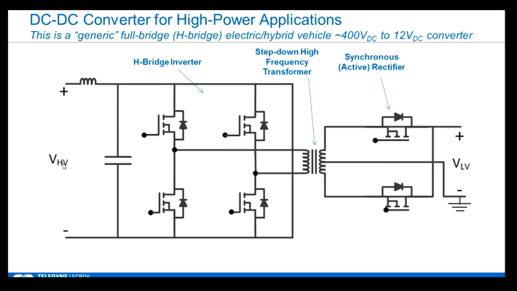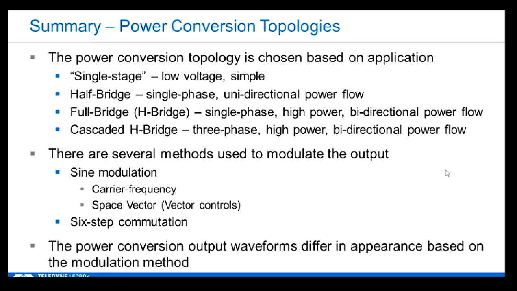So if I have my high voltage bus voltage right here, I simply use an H-bridge inverter with the output across this inverter down to some sort of step down, very high frequency transformer, and then there'd be a synchronous or an active rectifier here, and that gives me my low voltage 12 volts output.